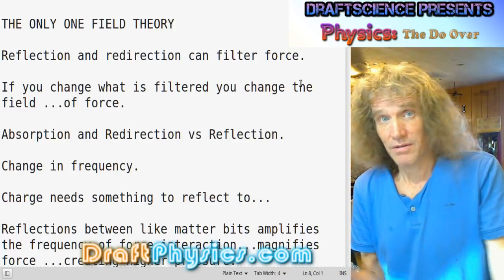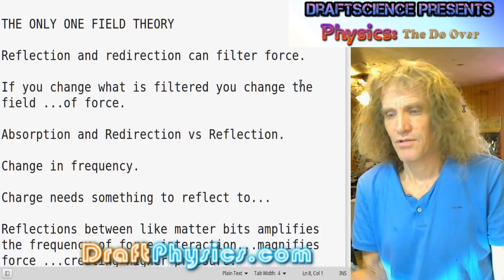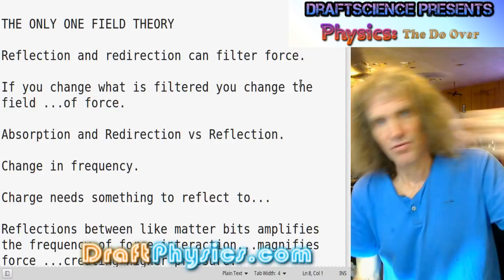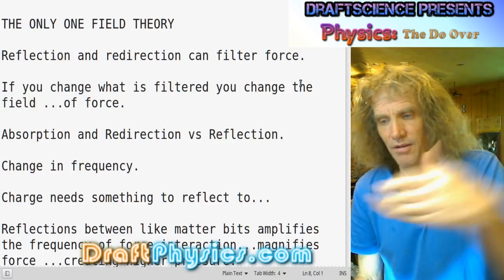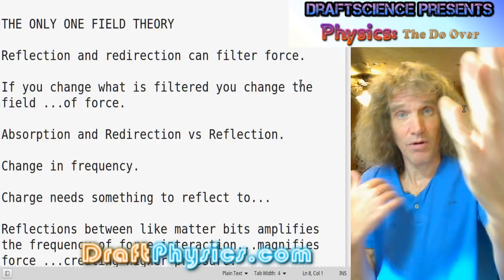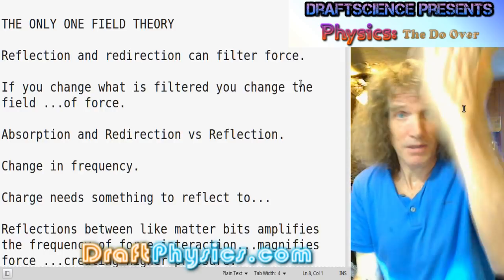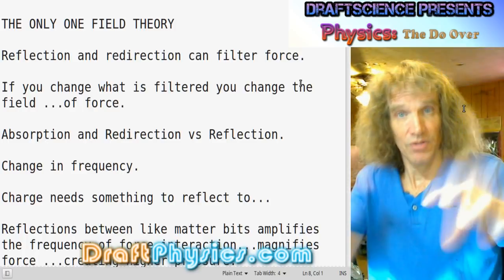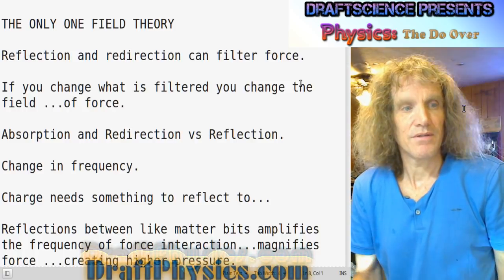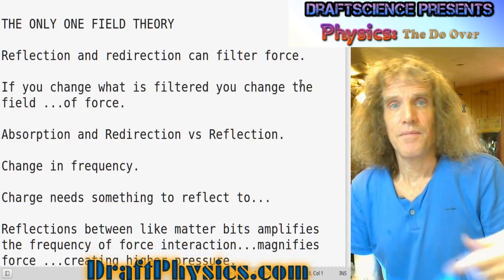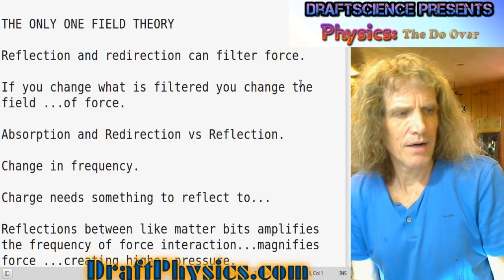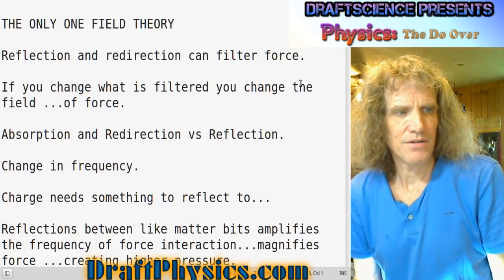And the redirection, obviously, can substantially change how the universe is affected, in the sense that a force could be strongly going in one direction, and through this redirection just end up being spread in 2 or 3 or 4 directions, or it can be just diverted in one direction depending on the circumstance of how the little elemental bits are moving. So it's a simple filter, but it can do more than one thing in terms of how it's filtering. Alright, if you change what is filtered, you change the field.